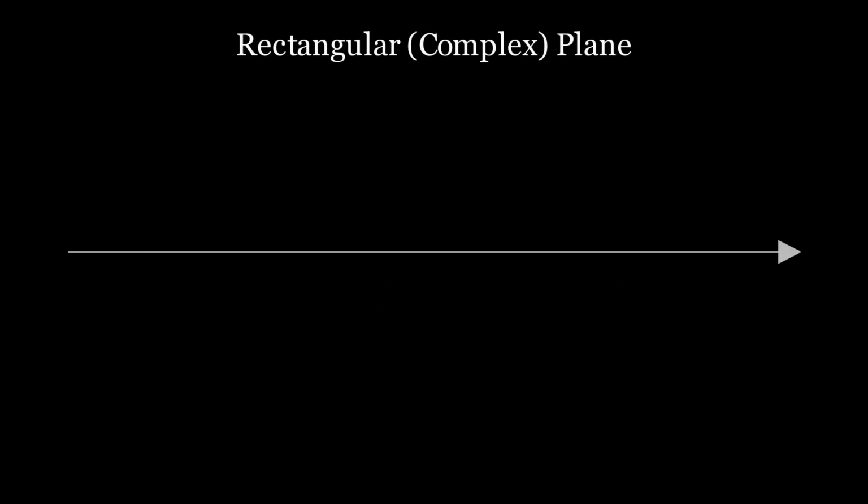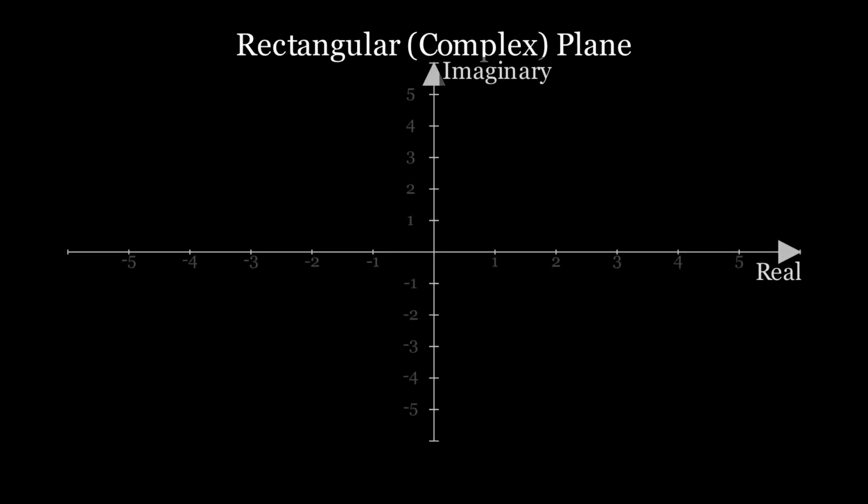The rectangular representation of a sine wave can be described by the sum of its imaginary and real parts. The x-axis describes the real part, while the y-axis is its imaginary part.